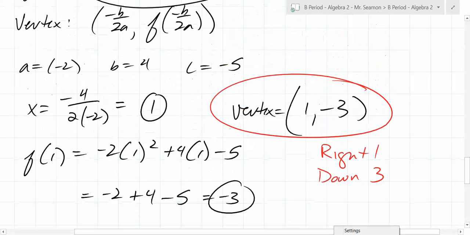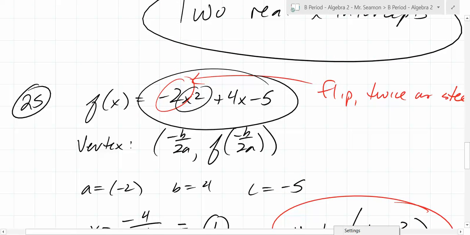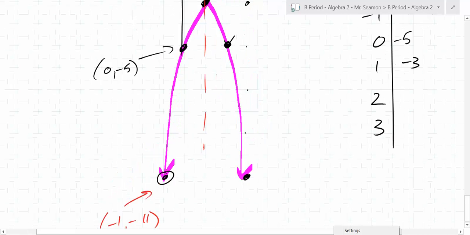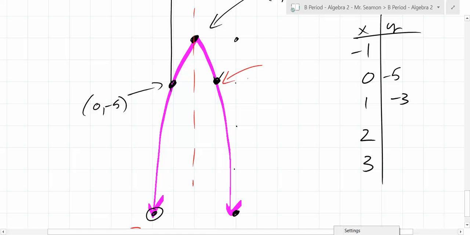When you plug in -1, what should you get down there? Well, you plug in -1. What's -1 squared? 1. So it's going to be -2 minus 4 minus 5. What's that going to be? Negative what? -11. So what point should this be right here? -1 comma -11. So then you can flip it over. This one has the same y value, but it's at x equals 2.